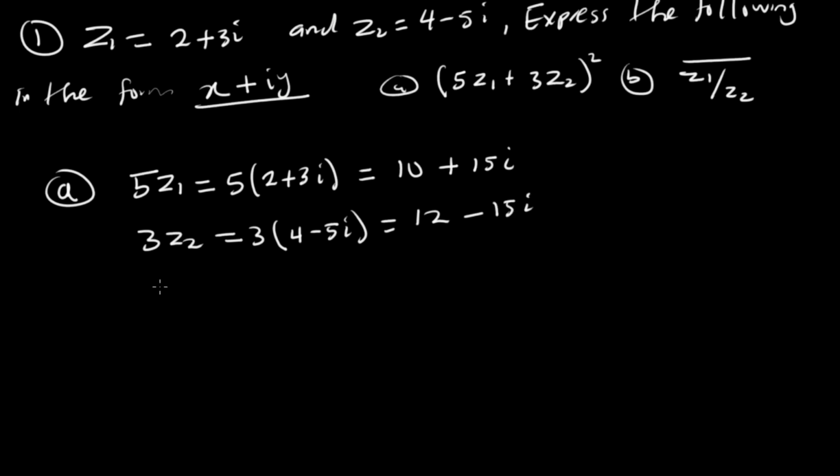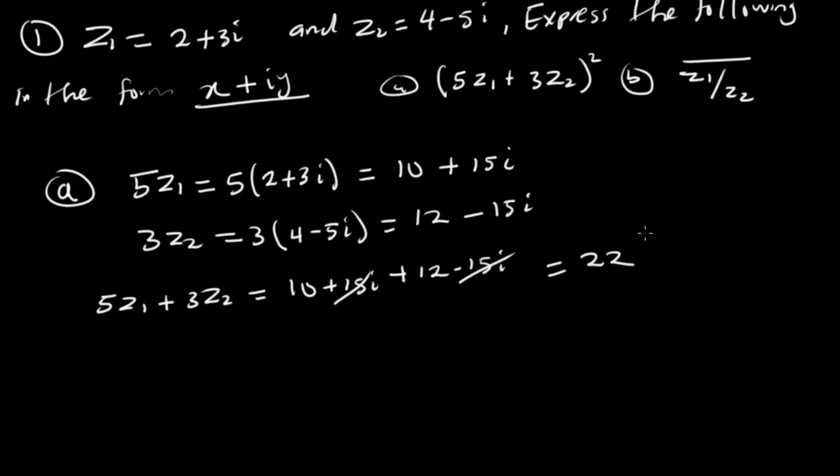The next thing is to find the addition, which is 5z1 plus 3z2. So this is 10 plus 15i, that's 5z1, plus 12 minus 15i, and that is 3z2. If you study here, the plus 15i and minus 15i are going to cancel out, and we have 10 plus 12, which is 22. We are not done. The next thing is to find the square of 5z1 plus 3z2, and this is 22 squared. If you complete this, 22 squared is equal to 484.